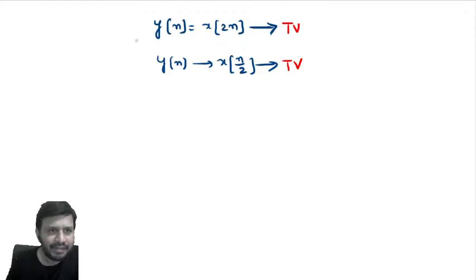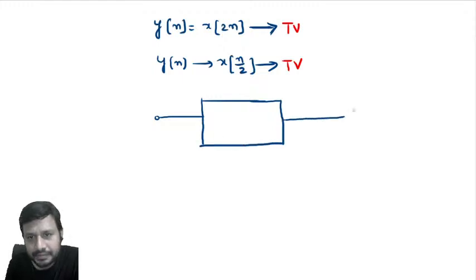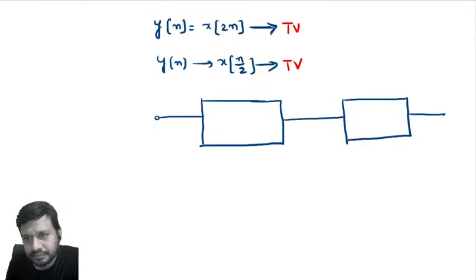Now what happens if I connect them in cascade? If you connect two shift invariant systems in cascade, will the overall system be shift variant or not? Now I'm going to connect these two systems in cascade. All of you observe here. This is x of n, this is w of n, this is y of n.